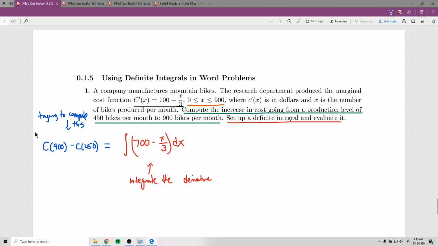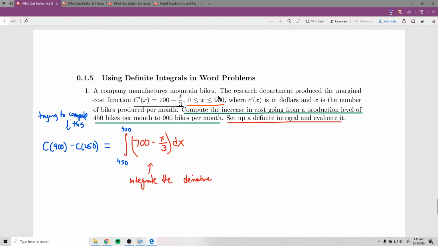Now, the fundamental theorem of calculus says when you want to figure this out, you integrate the derivative. The top number is what's in front, so the 900, and the bottom number is what's behind. So we're used to doing this in reverse. We're used to having the integral given to us, we do the antiderivative, we plug in the top and bottom. But this time we just have to read the question and know which numbers to plug in.